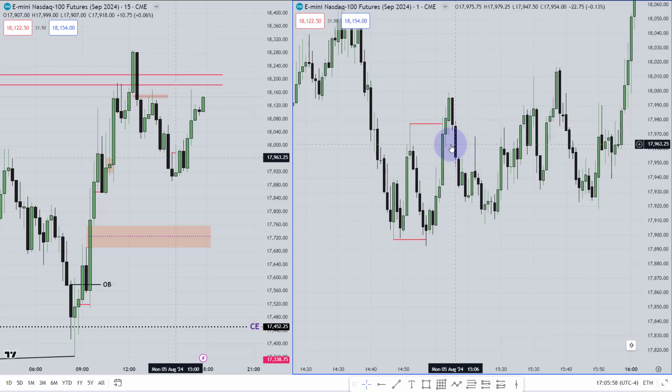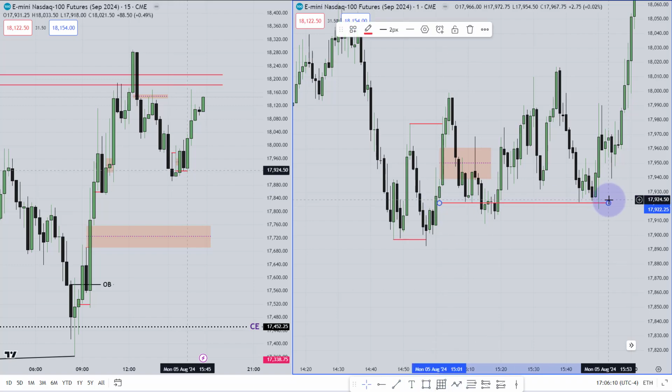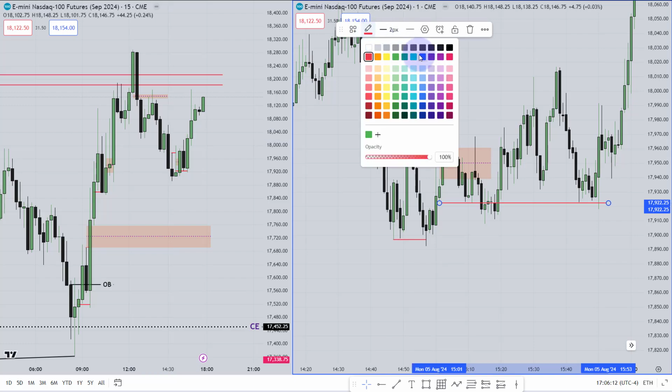Where is your fair value gap? This is your entry fair value gap. So over here, this is your entry fair value gap. Where is your breakaway gap? There is your breakaway gap. Let me mark the breakaway gap. Okay. So here, this is going to be your breakaway gap.